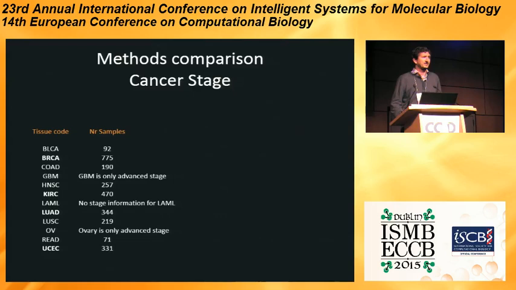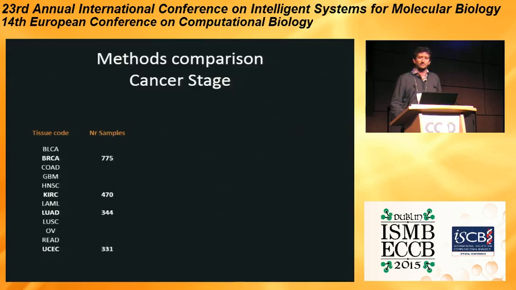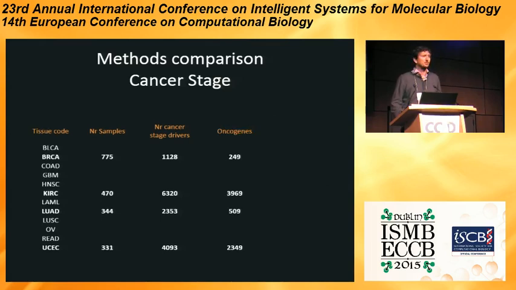For some cancers, cancer stage was not available, and only for 4 tumor types were we able to identify enough cancer stage driver genes. So in these 4 cancers, breast cancer, renal cell carcinoma, lung adenocarcinoma, and endometrial cancers, we were able to identify enough cancer driver genes using this independent information. And we split them up in oncogenes and tumor suppressor genes, and here you can see the numbers for each of these cancer sites.